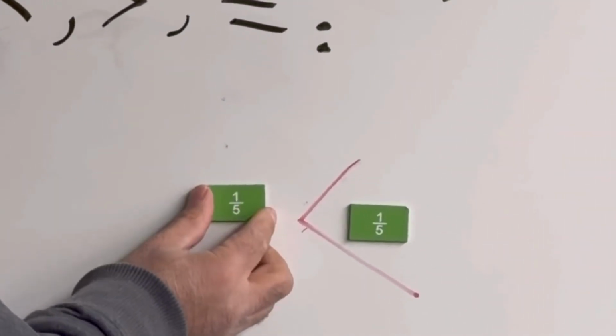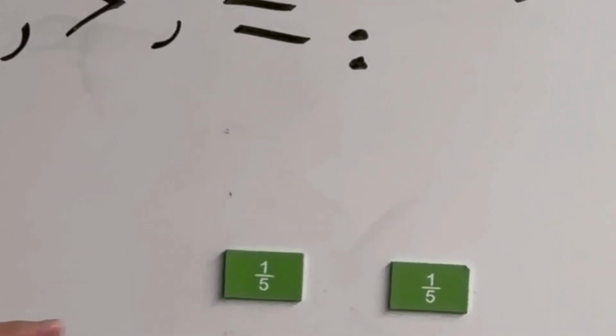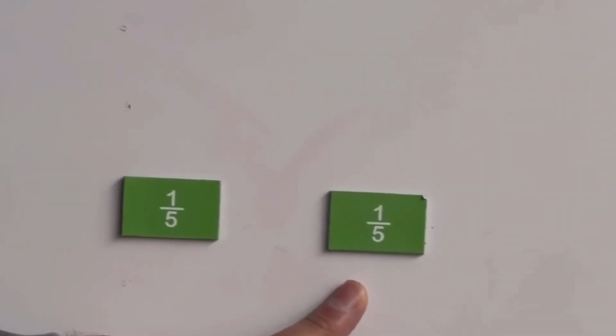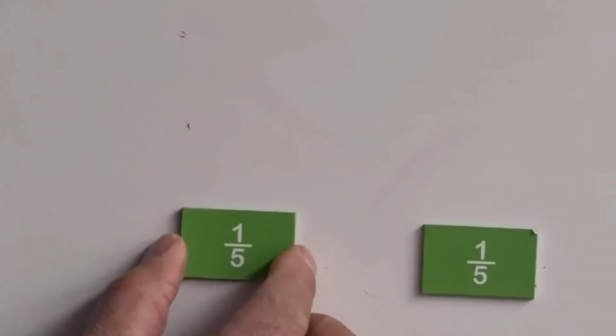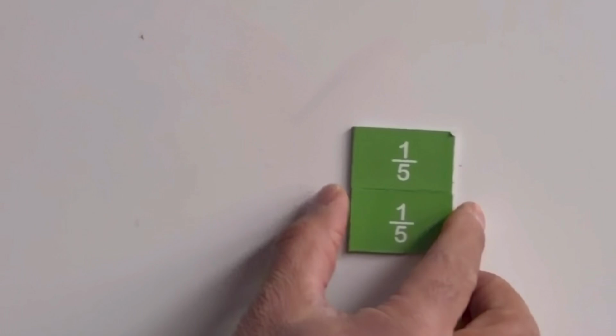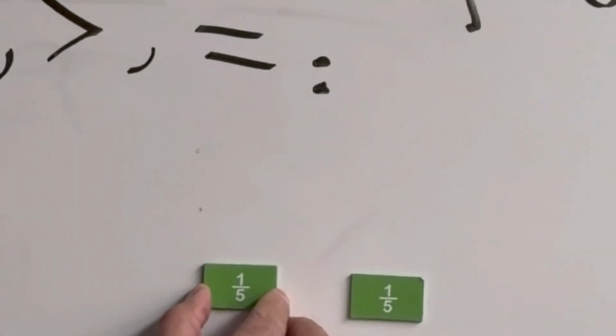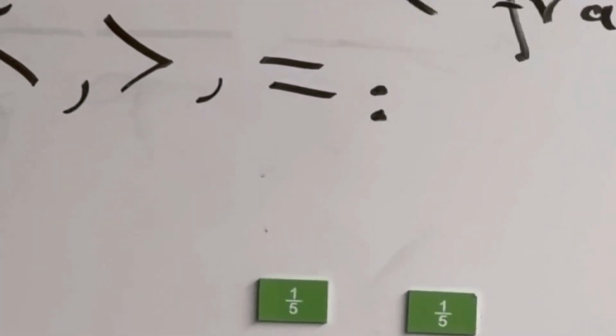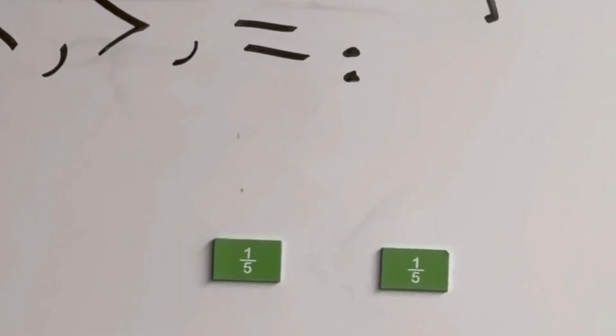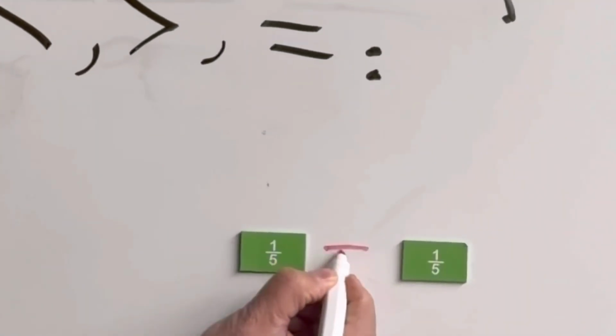I'm going to put this one now. I have 1/5, 1/5. So if I put them side by side, or one underneath the other, clearly they are the same amount. So that's why it's the same fraction. The sign, or the appropriate sign here, is going to be equal.